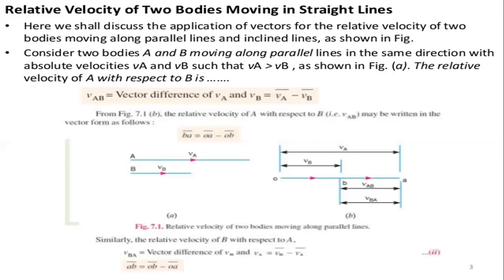When you are going to define an object or a body, you have to define it in the degrees of freedom, that is, how many ways they are going to move. So what is the relative motion in these two bodies? Here we are going to discuss the relative velocity of two bodies moving in a straight line, and the basic appearance and applications of these velocities.